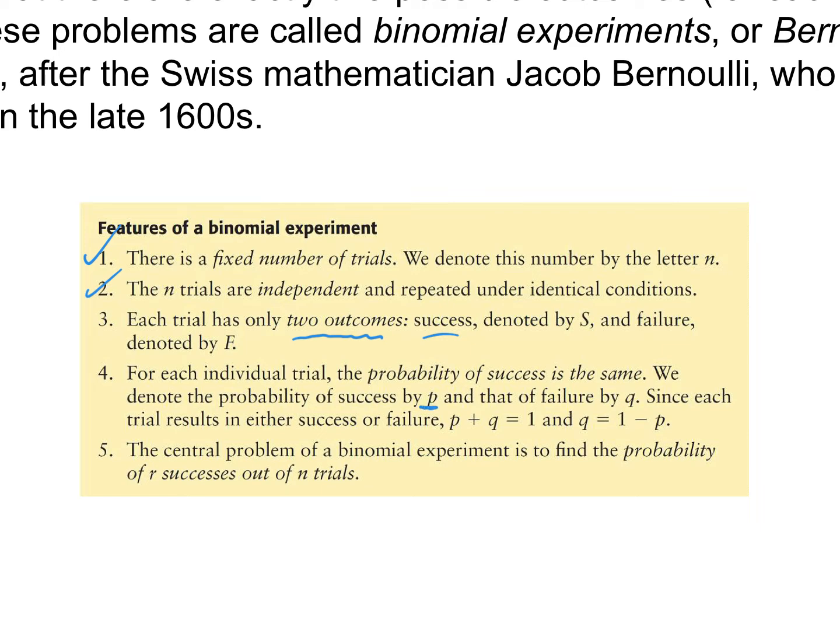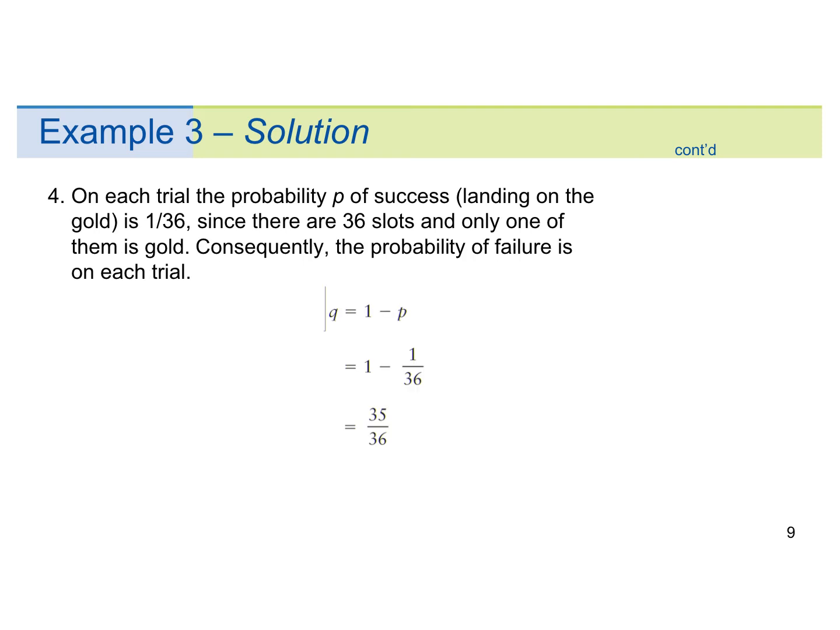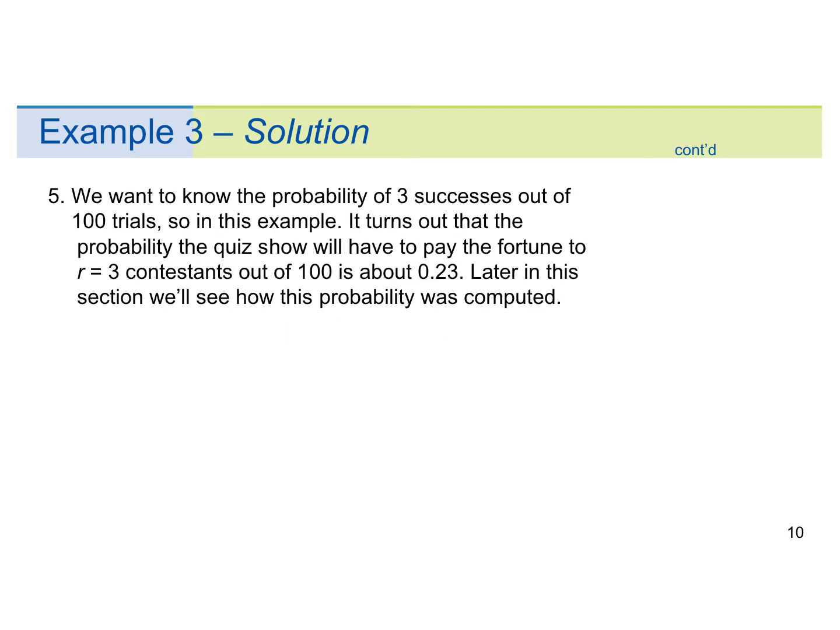Success is denoted by P and failure is denoted by Q. That's the probability of each of those, okay? And then the central problem of the binomial is to find the probability of R successes out of the n trials. And that's where we use the formula nCr, P to the R, Q to the n minus R. While we are here, we see the formula for Q is 1 minus P.